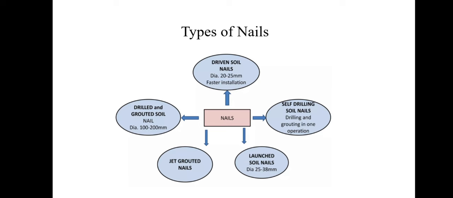So here are the types of nail. As you can see, there are various types of nail, such as driven soil nails, which have a diameter of 20 to 25 mm, drilled and grouted nails of diameter 100 to 200 mm, jet grouted nails, launched soil nails of diameter 25 to 38 mm, and finally self-drilling soil nails.